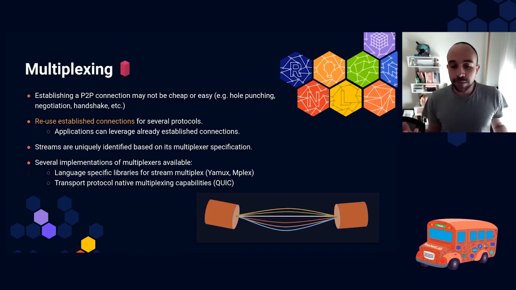So we have several implementations of multiplexers available. We have language-specific libraries for stream multiplexing, or we can use transport protocol native multiplexing capabilities like in QUIC. As we're using the same connection to communicate all of the protocols that are running within a node, the way in which we identify streams is using the unique identifier for streams that the multiplexer specification has. So according to the multiplexer that we are running, streams are identified in several ways, but we have a way to know what messages belong to what protocols, even if we are running the same connection for all of the protocols with the other peer.